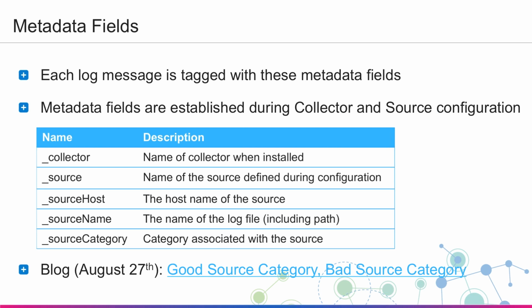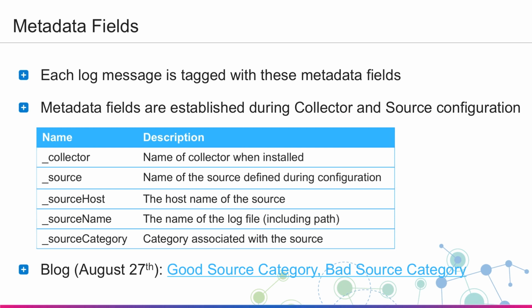So what are metadata fields? Well, they're essentially proverbial sticky notes that are slapped onto every message that Sumo ingests. These are the 5 types of metadata tags that we have: collector, source host, source name, and source category. I won't go through each one of these and what they do, but I do want to point out that source category is the most important out of these 5 metadata tags, simply because it allows you to search horizontally across all of your messages.